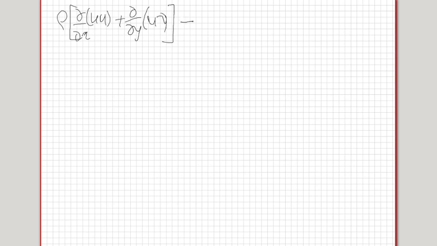So you'll have rho times del by del x of u, which is basically u square, plus del by del y of uv. This is your left hand side. Now from this I subtract the continuity equation multiplied by u, that is u multiplied by del u by del x plus del v by del y.